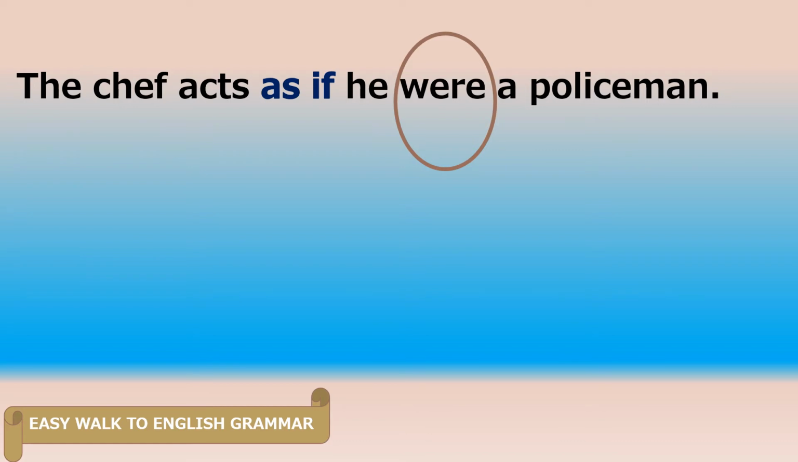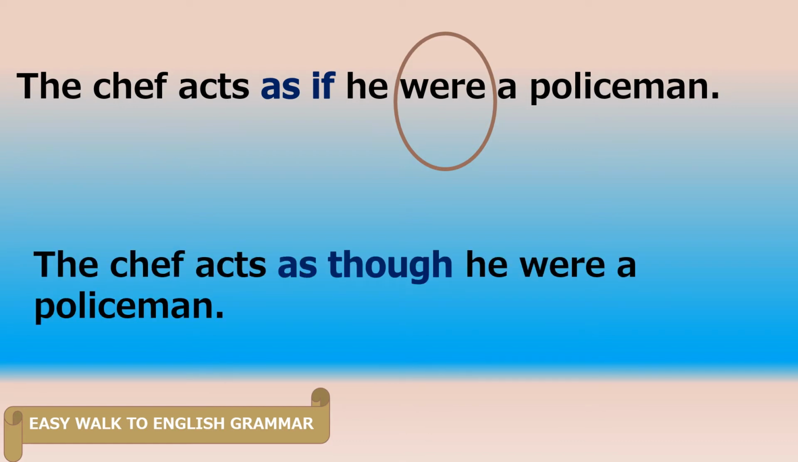Let's check the other sentence where we used as though. There also you can see the same thing happened. We used were in that sentence too. The chef acts as though he were a policeman. He is singular. The chef is singular. Then why did we use were, the past tense plural form? Why? Can you guess?